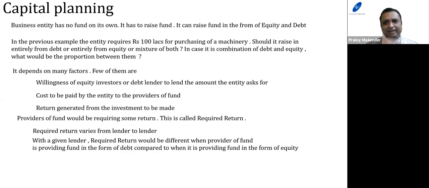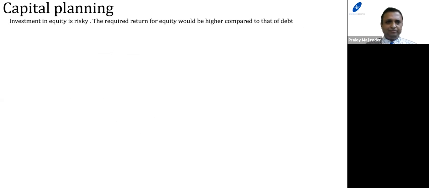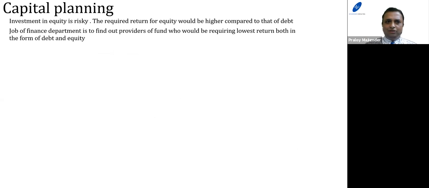So that's why the investor will ask for more return compared to the same investor when giving the money in the form of debt. So required return of equity is always higher than required return of debt. Now, investment in equity is risky, so required return would be higher. The job of the finance department is to find providers of funds who would require the lowest return, both in the form of debt and equity. So one of the major jobs of a finance department is to source people who are willing to lend money at a lower cost. Now, what are the steps it should follow?